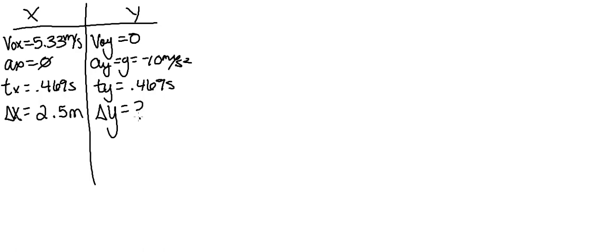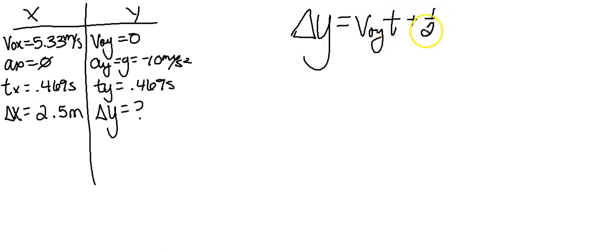So we don't need anything in the x direction for this problem right now, because all we're asking for is height. Height's a y direction. So if you go through all your equations, since we don't know v final, we're limited, and the only one that we can use is this one, which is v initial y times time plus 1/2 gt squared. So delta y is what we're looking for.